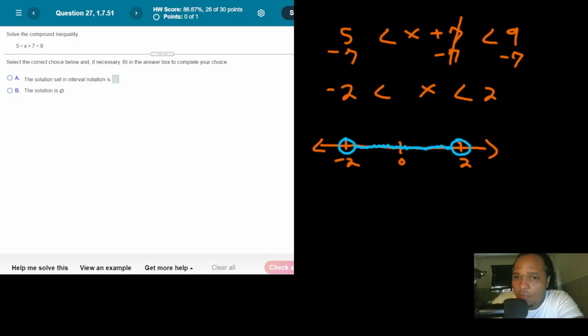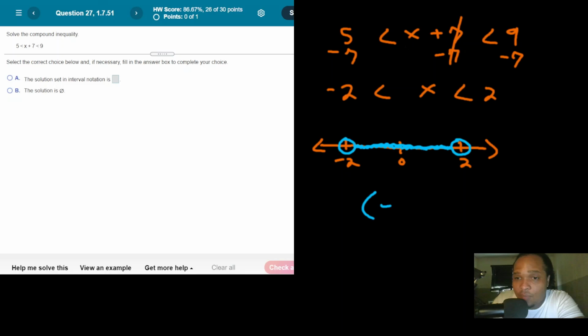and go that way. Negative 2, if you read from left to right, negative 2 is less than x. So read it in reverse. That means that x is greater than negative 2. So if it's greater than negative 2, it's going this way. So that's it. That's our graph.